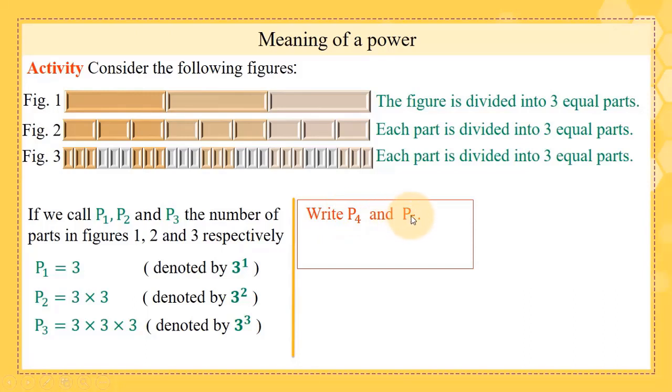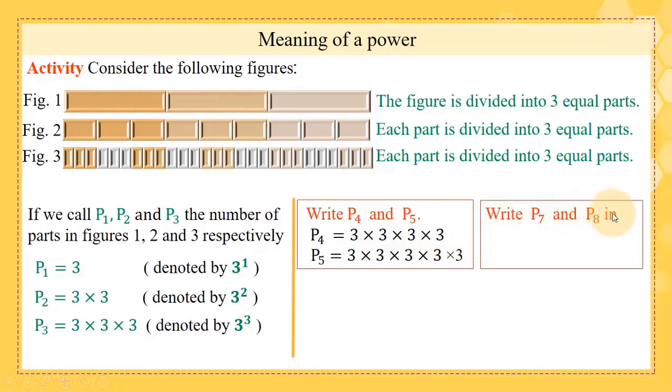Now write P4 and P5, taking into consideration how we wrote P1, P2 and P3. Then P4 equals 3 multiplied by itself 4 times, and P5 equals 3 multiplied by itself 5 times. Write P7 and P8 in the form of a power. Notice that P1 is written as 3 exponent 1, P2 is written as 3 exponent 2, and P3 is written as 3 exponent 3. Then P7 equals 3 exponent 7, and P8 equals 3 exponent 8.